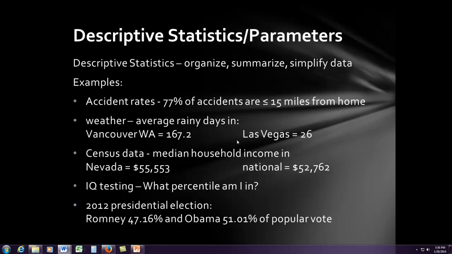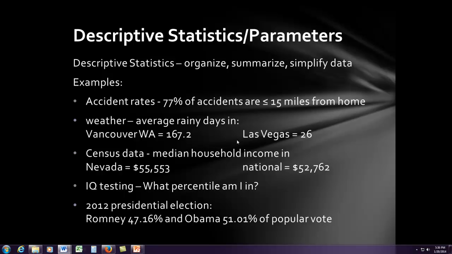Another example would be census data. So the median household income. And you can see in Nevada it's a little bit higher than the national average, or the national median, but that would be considered a parameter, assuming that the census actually did collect data from everyone in the United States, and that everyone in the United States would be our population of interest.